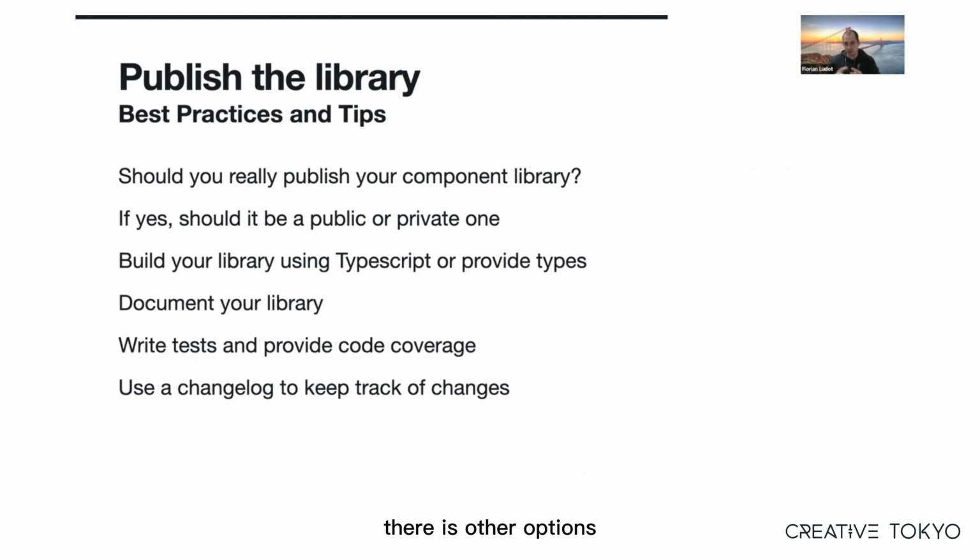There are other options. If yes, do you want to publish a public or a private library? Is it something that you want to share with the world like we are doing today, or is it something close to your organization? I recommend you build a library using TypeScript or provide types for developer experience and your consumers. Document your library, write tests, and provide code coverage, and also use a changelog to keep track of changes, so your consumers will know if breaking changes are impacting them or not.